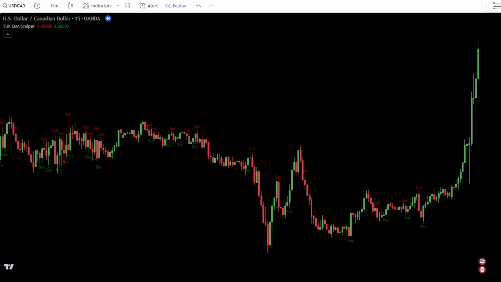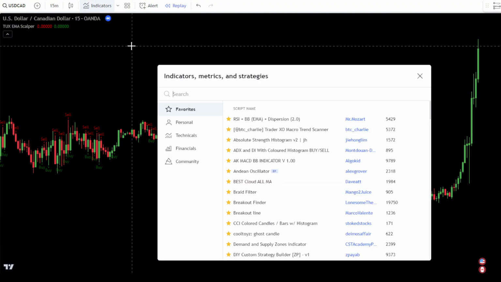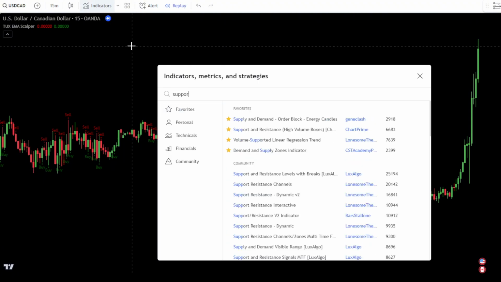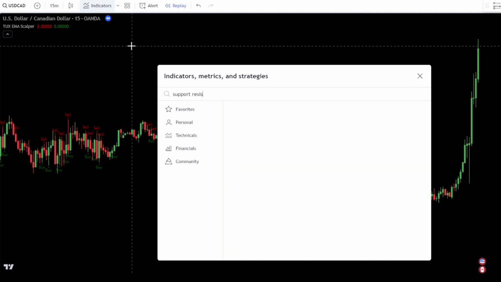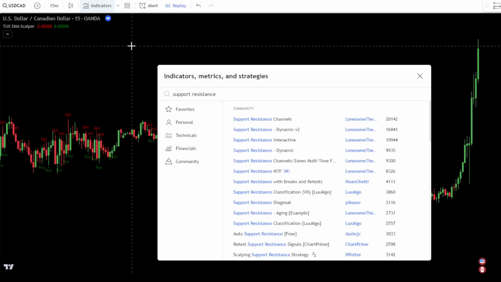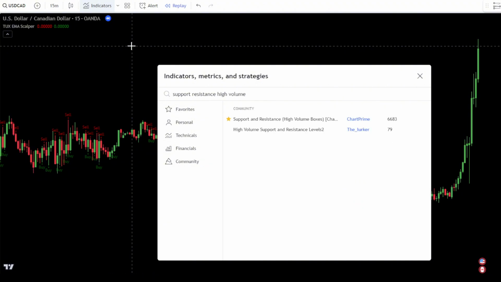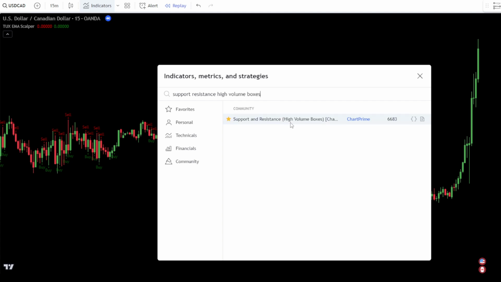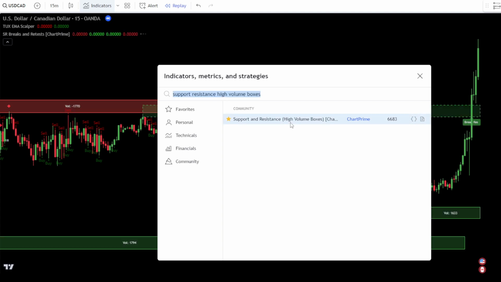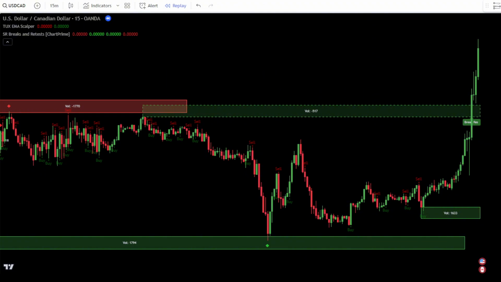Now, add the second indicator we will use. Go to the Indicator Search tab and type Support Resistance High Volume Boxes. Then, select the Support Resistance High Volume Boxes indicator by Chart Prime. This indicator will be used to identify potential support and resistance areas in the market.